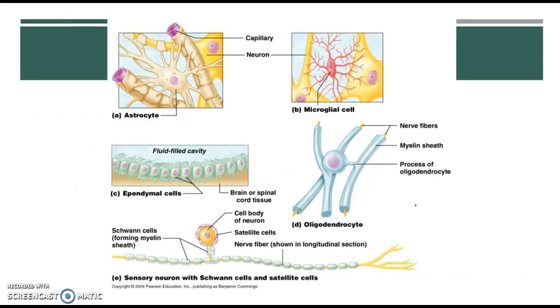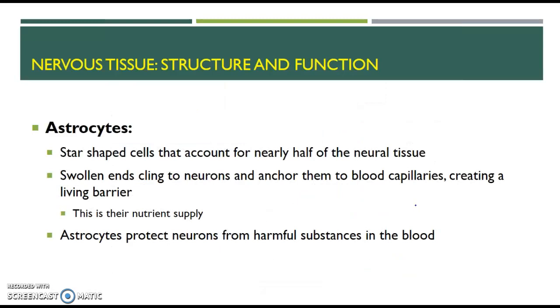So these are all of the different supporting cells that we're going to talk about. And let's see, there's 1, 2, 3, 4, 5. We're going to get into the location of each type of cell and the function of each type of cell. So the first cell type is called an astrocyte, and these are star-shaped cells.